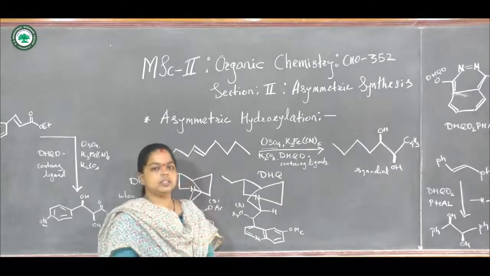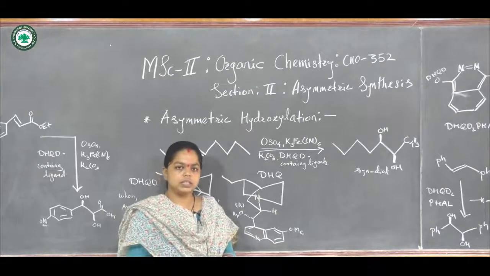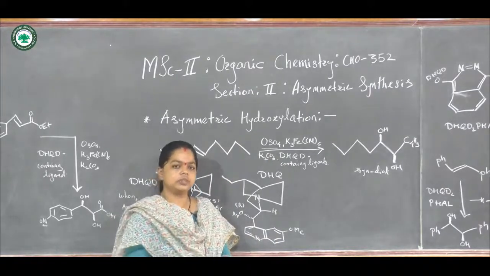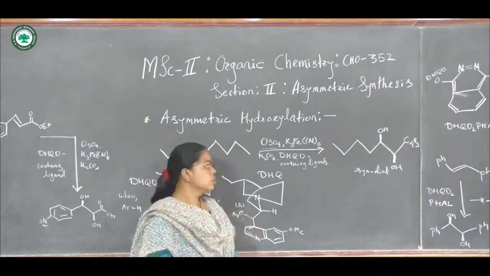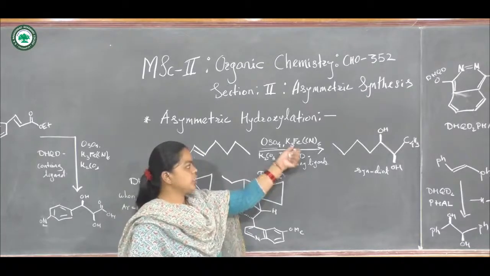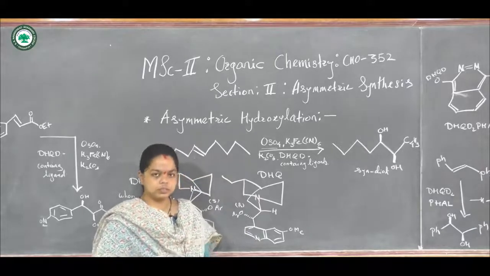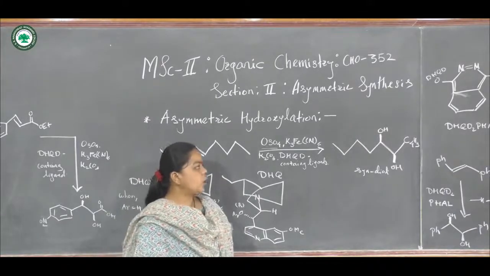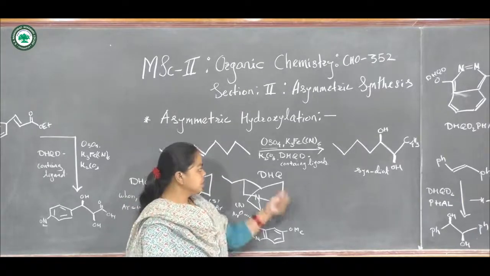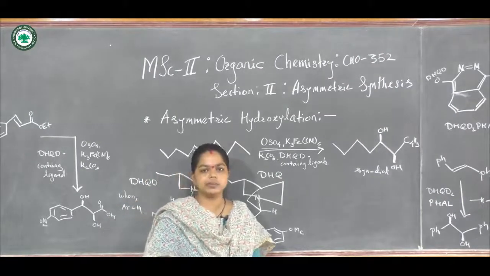This oxidant will reoxidize the osmium in order to recycle it, in order to convert it into the original oxidation state. Here the oxidation state is 8 for osmium, and this potassium ferricyanide acts as the oxidant so as to use the osmium tetroxide further. It can be easily recycled. Next, potassium carbonate is used. It may act as the additive in this reaction.